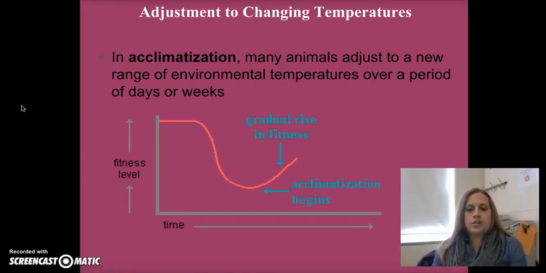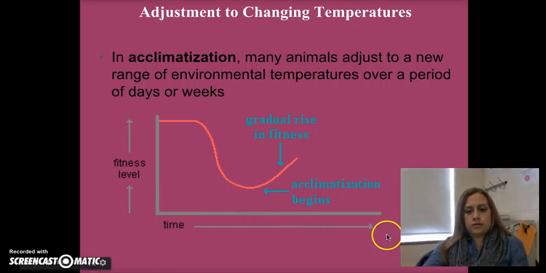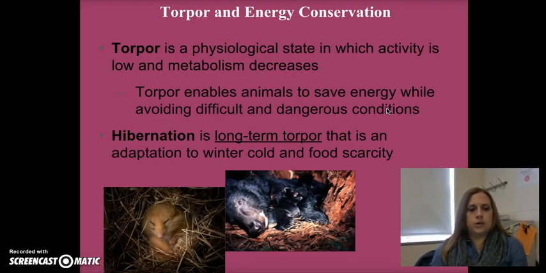So how is it that other animals can adjust to changing temperatures? Well, it's through a process called acclimatization. Many animals can adjust to a new range of environmental temperatures over a period of days or weeks. So here what you see is the fitness level over time. If you have a really high fitness level and you introduce an animal into a new environment, fitness level drops, right? It goes pretty low, and then over time, the fitness level will increase again as acclimatization begins. So if you take bio in college, you'll do some interesting experiments with that.